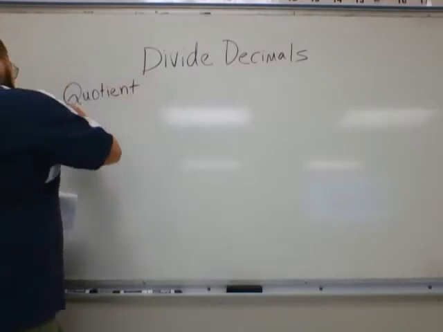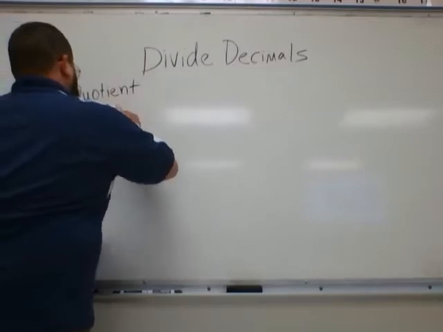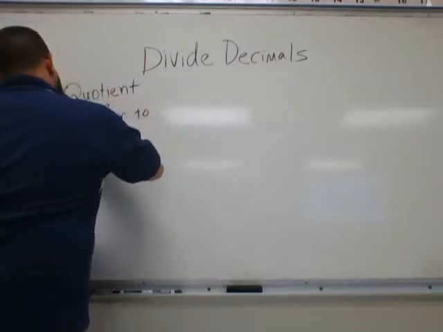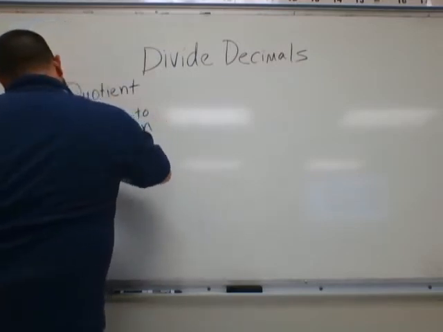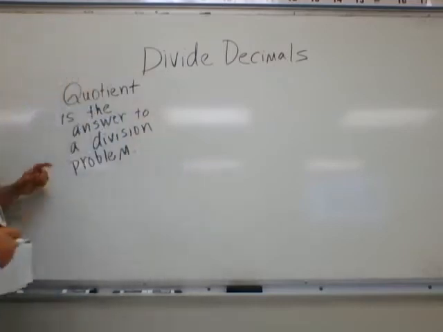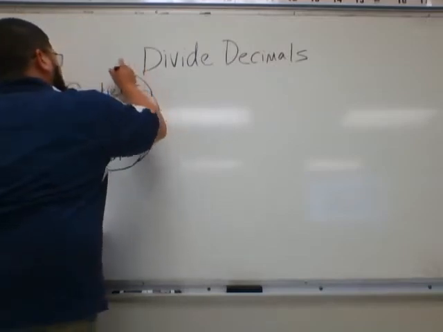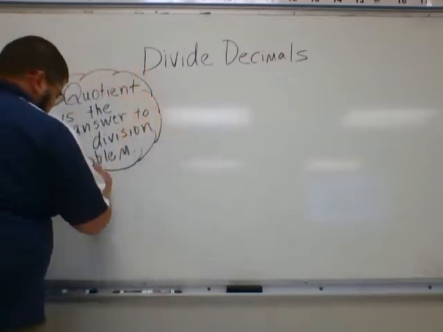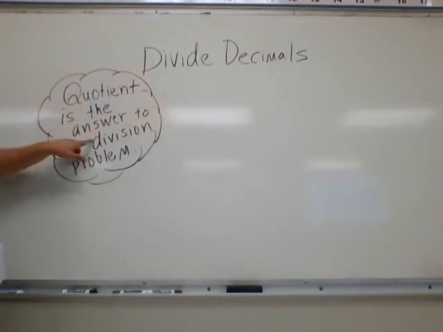Quotient is the answer to a division problem. Okay, so quotient, I'm going to do it on a cloud like I've been doing. You don't have to draw the cloud if you want to, but there it is. Quotient is the answer to a division problem. Okay, so go ahead and write that down.